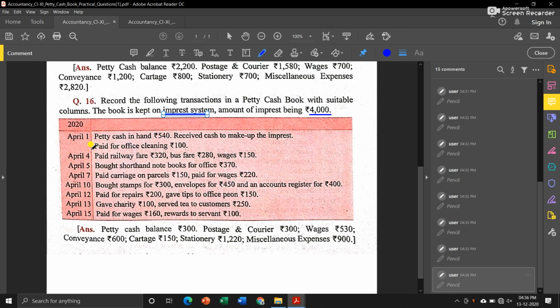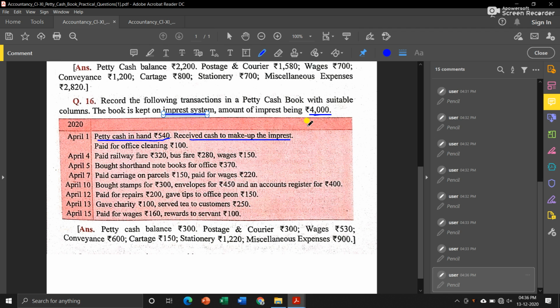So let us see, on 1st April we have the information that petty cash in hand is 540. That means we have a balance from the previous month of rupees 540, and the remaining amount received in cash to make up the imprest. To make up the imprest, that means to make up 4,000, we have to take some money from the cashier. That means apart from 540, the remaining amount will be received from the cashier.